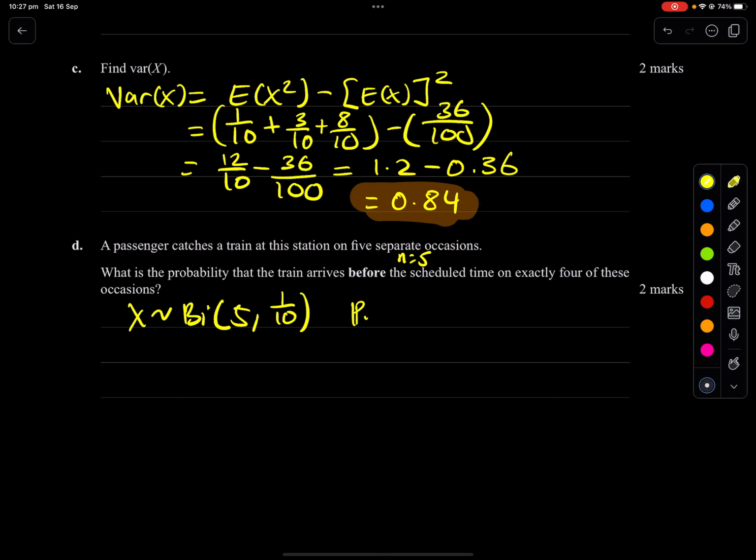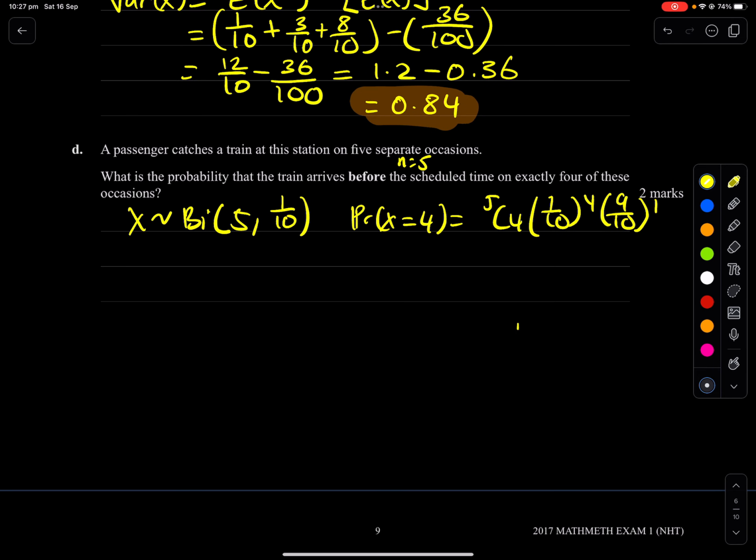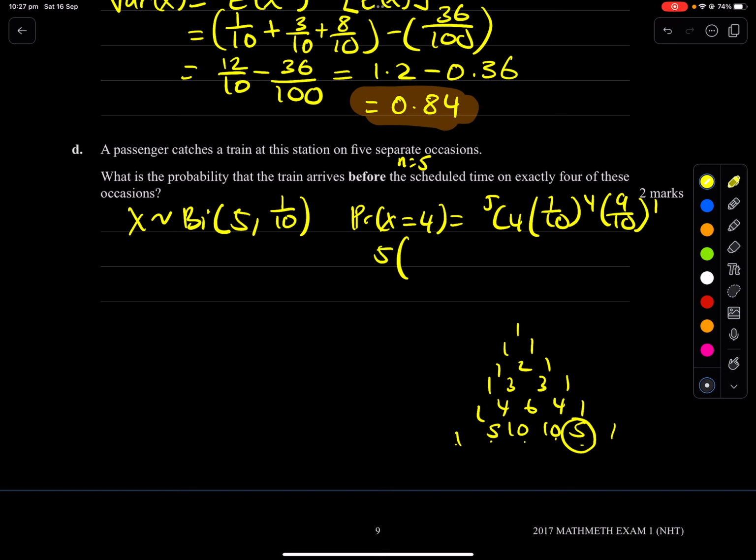So we can say, what's the probability of X equals 4? 5 choose 4, times 1 on 10 to the power of 4, times 9 on 10 to the power of 1. So if I do this, it'll be 5 times 9 over 10 to the power of 5.